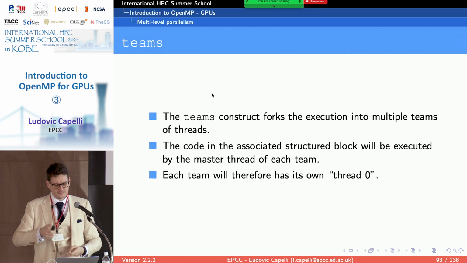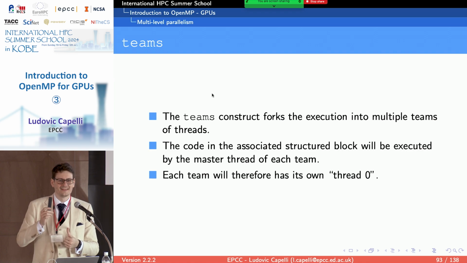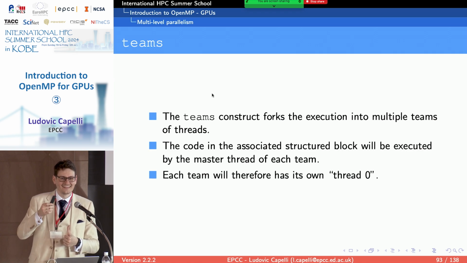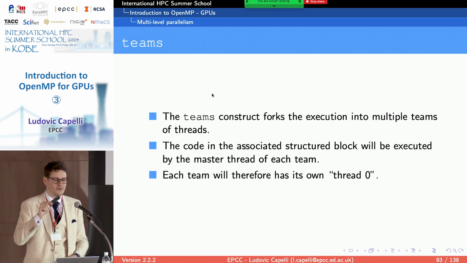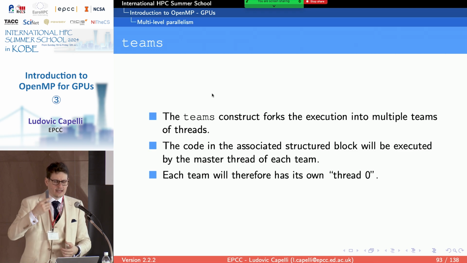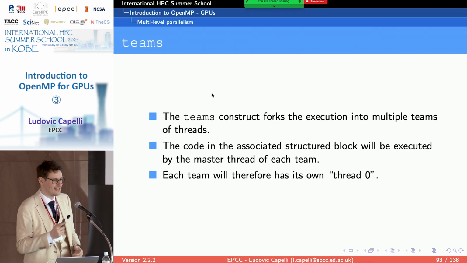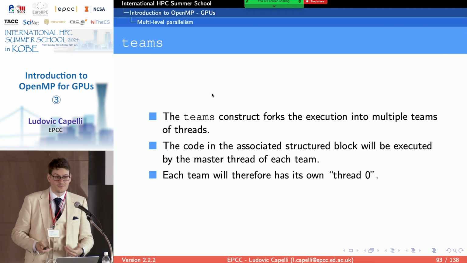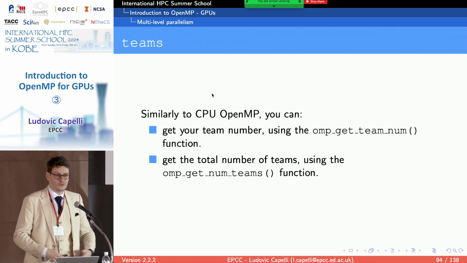Do you remember in OpenMP how you get your thread ID? OMP get thread num. That gives you your thread number, your thread ID. And how do we get the total number of threads? OMP get num threads, yes. It's going to be the same with teams. You want to get your team number? Well, OMP get team num. You want to get the total number of teams? OMP get num teams. Period.